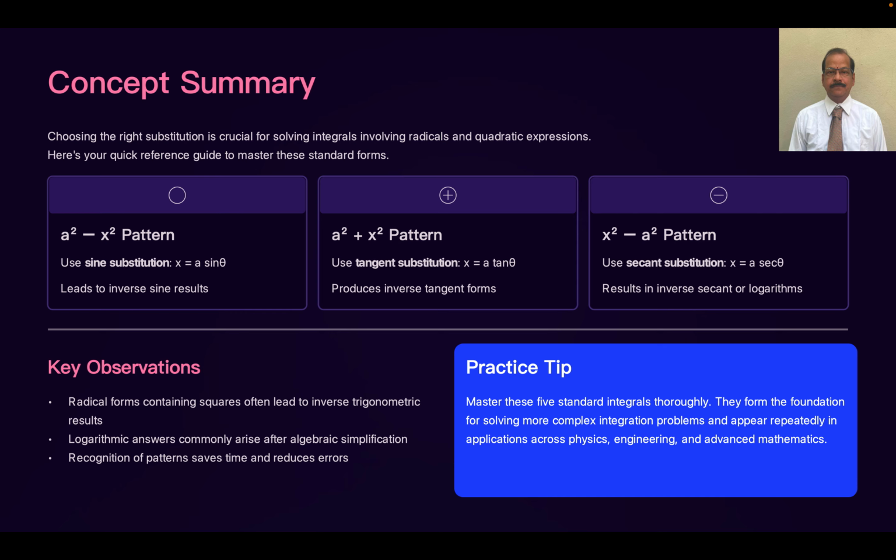Now, what are the key observations? Radical forms containing squares often lead to inverse trigonometric results. Logarithmic answers commonly arise after algebraic simplification. Recognition of patterns saves time and reduces errors. This is very important.